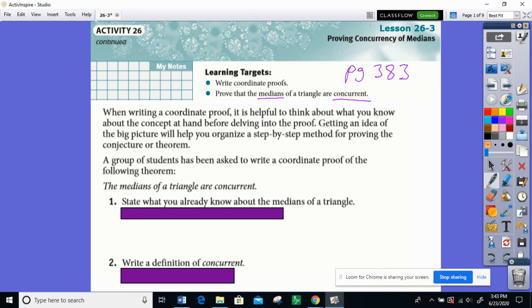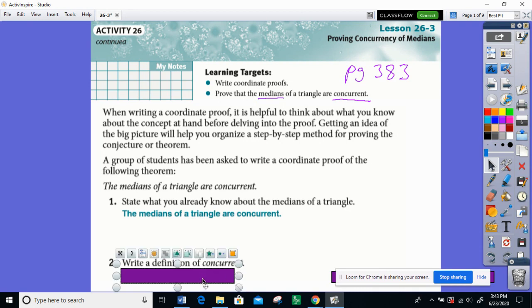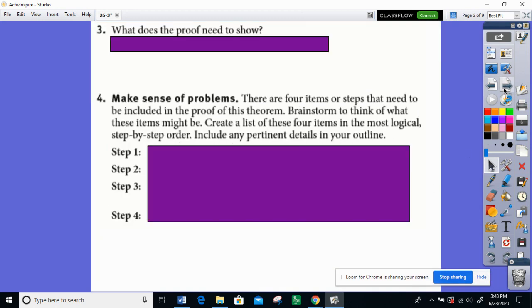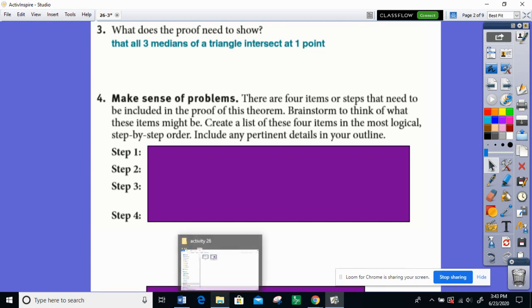So we're going to start out by writing what we know about the medians of a triangle. We know that the medians of a triangle are concurrent. What does that mean for segments or lines to be concurrent? Well, it means that they intersect at one point. So our goal for this proof needs to be to show that all three medians of a triangle intersect at one point.